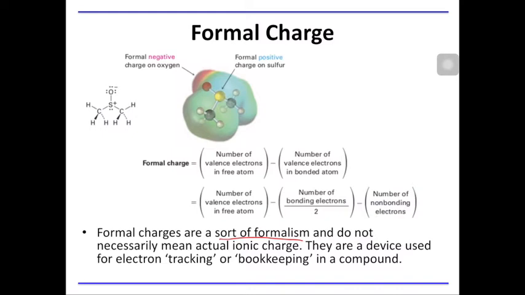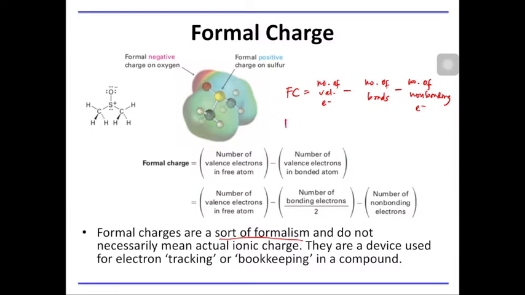The formula for formal charge is the number of valence electrons in free atoms minus the number of valence electrons in bonded atoms, or the number of valence electrons in the free atom minus the number of bonding electrons over 2 minus the number of non-bonding electrons. I just simplify this formula as the number of valence electrons minus the number of bonds minus the number of non-bonding electrons. In the context of the given example, we have dimethyl sulfoxide.